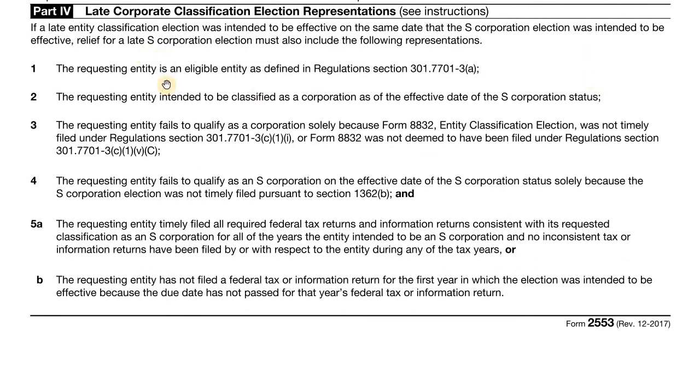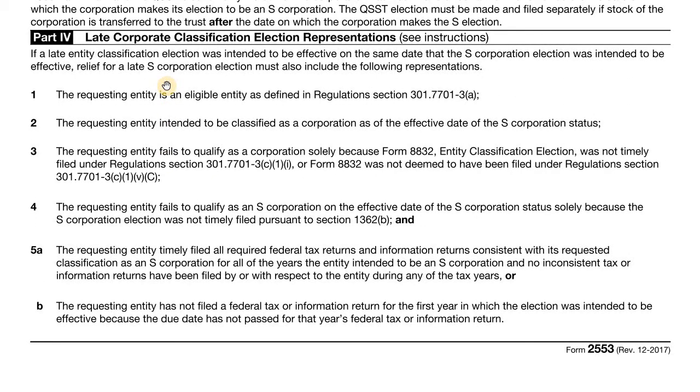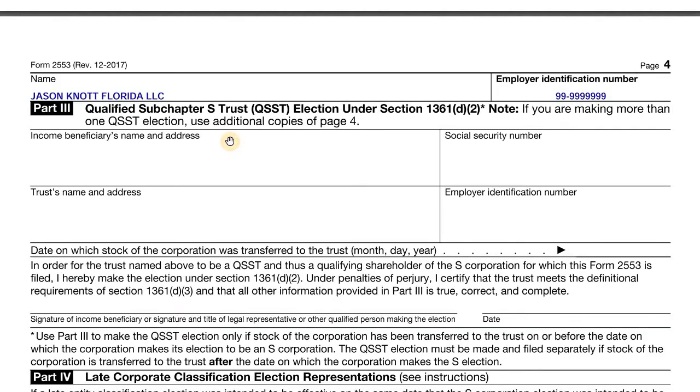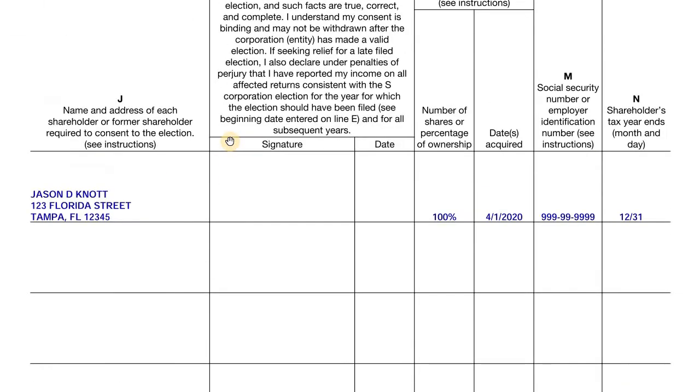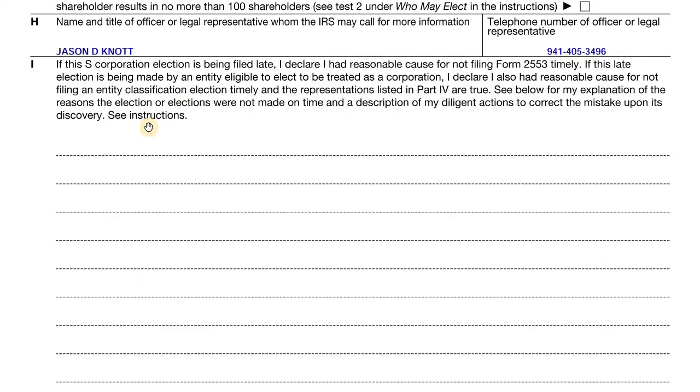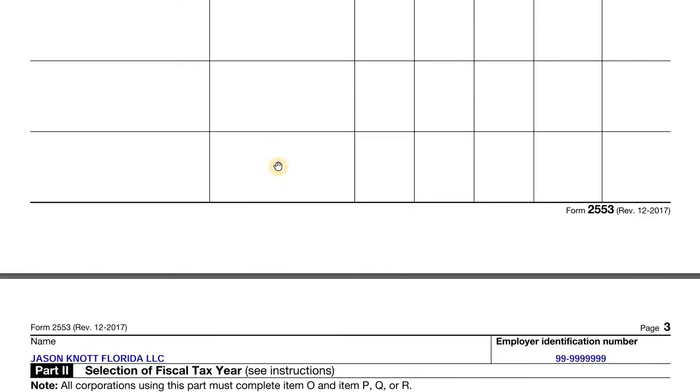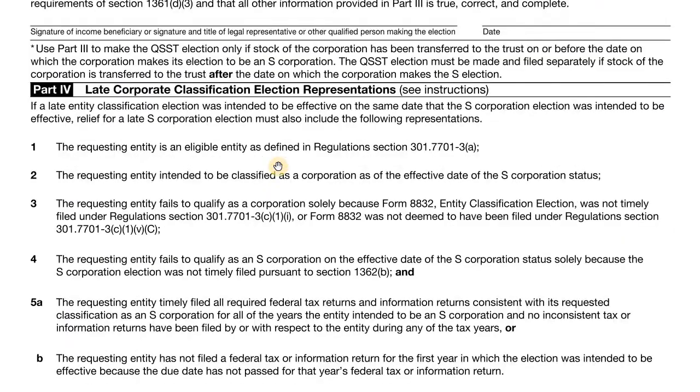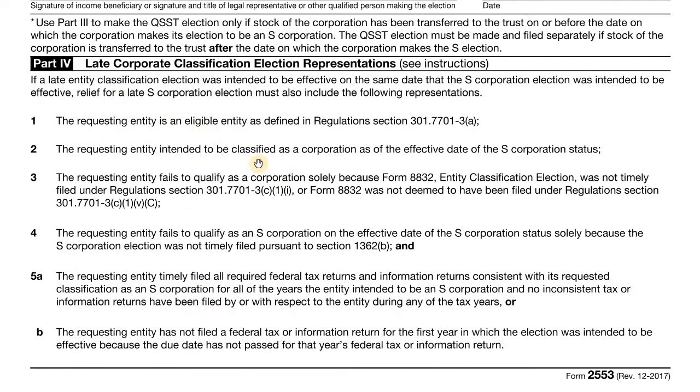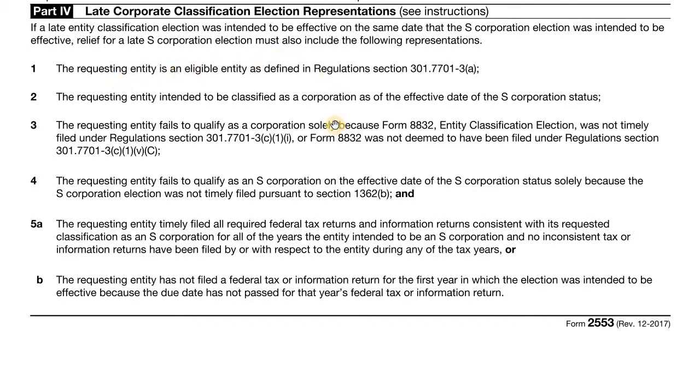Okay, and so part 4, these are the assertions you're making. If you file pursuant to late election relief up here, right, the signature block, and this section. If you're filing under the late election relief procedures, you're basically attesting that all of these elements are present and satisfied, right? So this is an eligible entity under the regulations. The requesting entity fails to qualify solely because it was not timely filed, right? So you're letting them know that, look, I've met all the other elements, right?